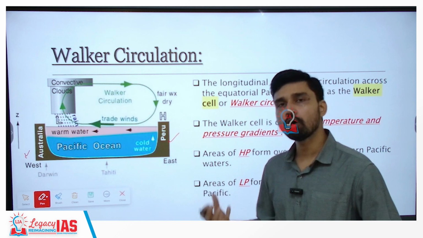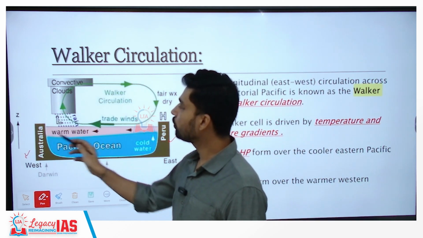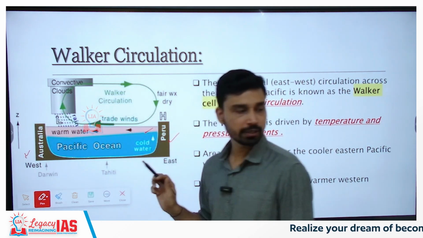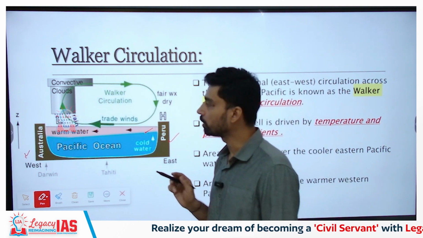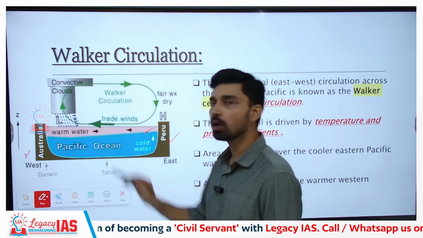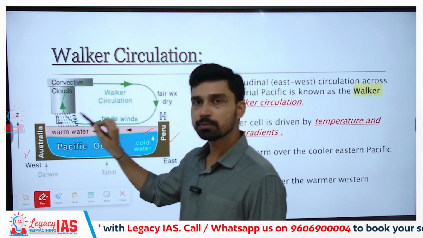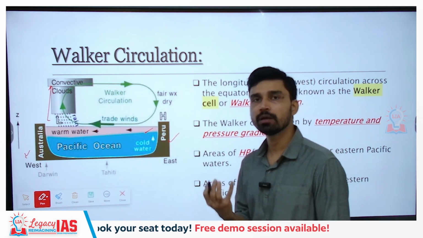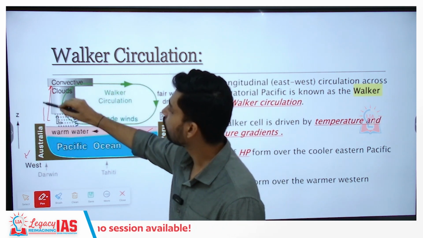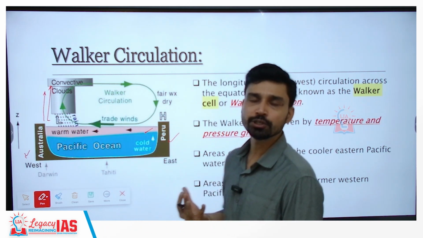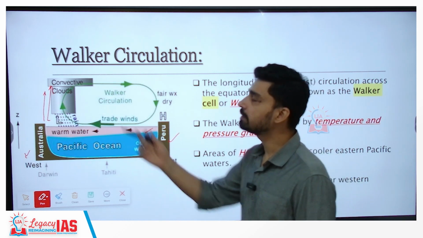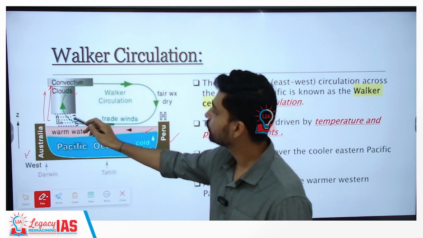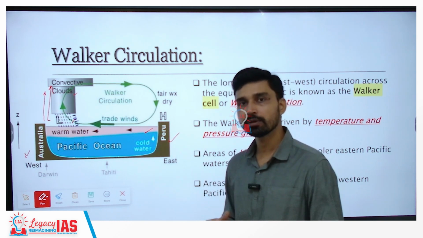So, generally, in normal years, what do we see? The sea surface temperature near the Australian coast is higher, and the sea surface temperature near the Peruvian coast, that is, near the South American coast, is lower. As the water is warmer here, the air also becomes warm, and it rises upward because its density decreases and the air becomes light. As this warm and moist air rises, temperature drops as you go higher in the atmosphere. This leads to condensation, and condensation leads to cloud formation.